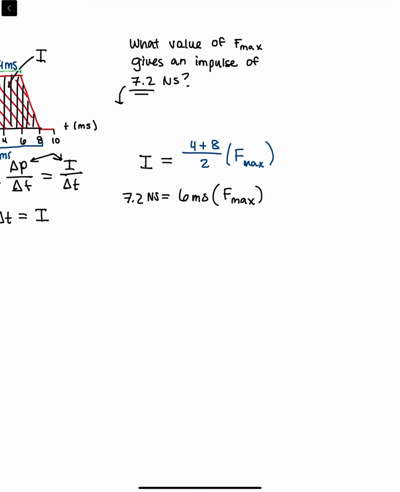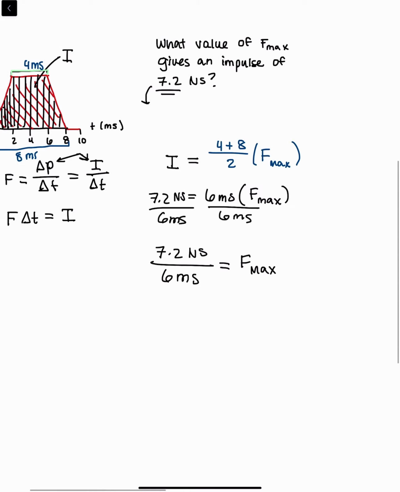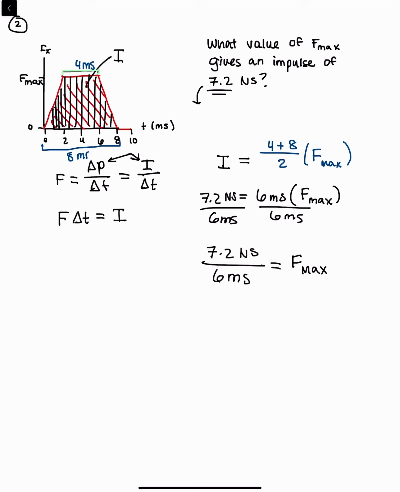So now we can just solve for F max. Divide by 6 milliseconds. So 7.2 Newton seconds divided by 6 milliseconds equals our F max. Here we can see that there's 2 different units. So we have to convert this millisecond into seconds, so we can do that quickly here.